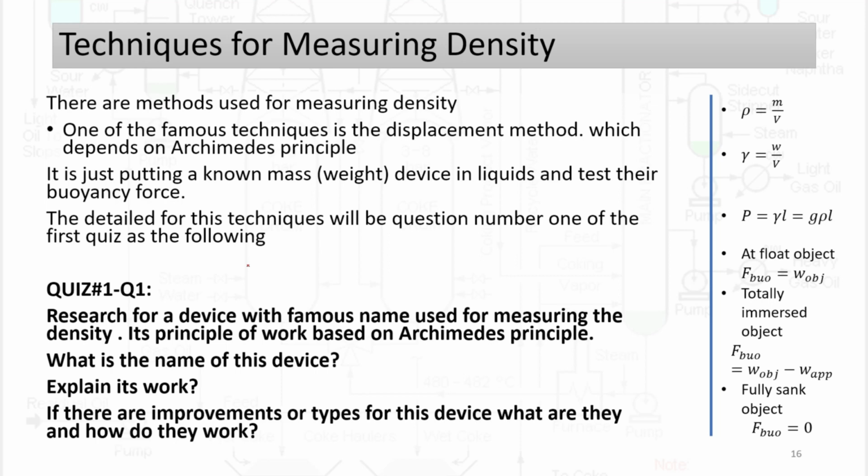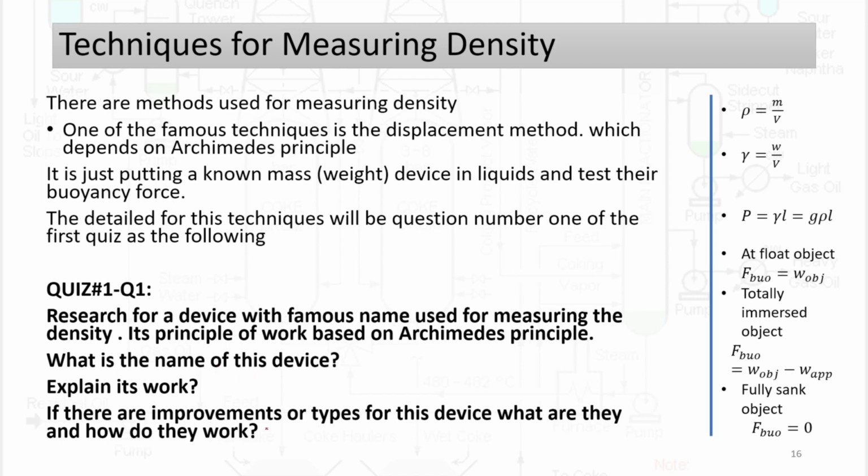Research this device on the net, or maybe in your reference book for instrumentation, and tell me what is the name of this device that depends on the displacement method or Archimedes principle. In other words, it depends on the buoyancy principle or buoyancy force. What is the name of this device?